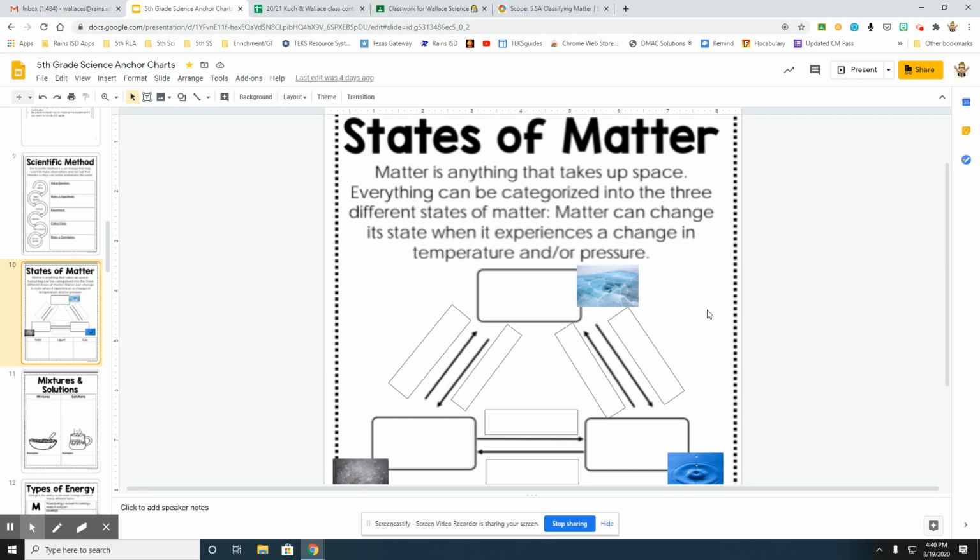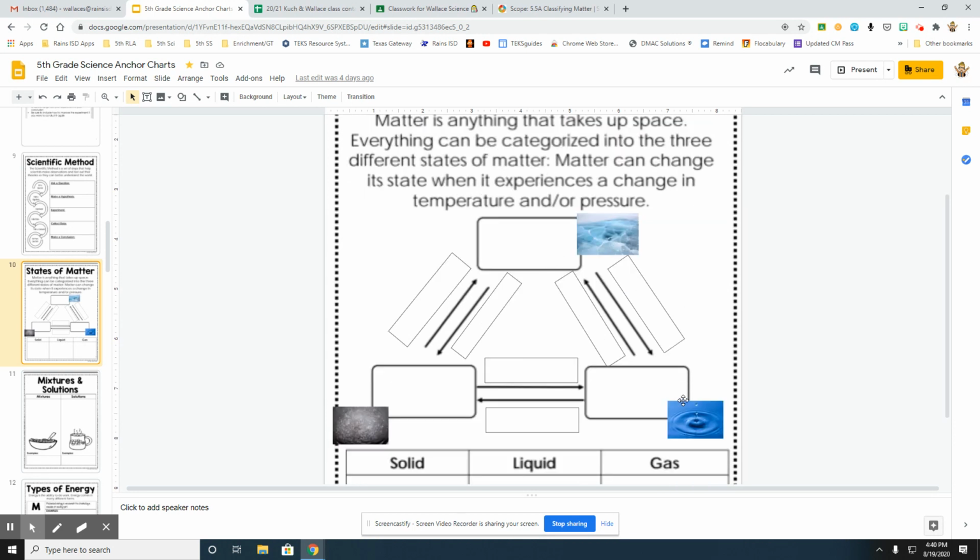On your anchor chart here, you're going to see where I've put some pictures to help you figure out which one we're going to fill into the box. So on your anchor chart, you should have a clickable box that you can type into, or if you print this out, you can just handwrite it. Matter can change its states due to changes in temperature or even changes in pressure. So here we have a picture of what looks like ice. So we know that ice is going to be a solid.